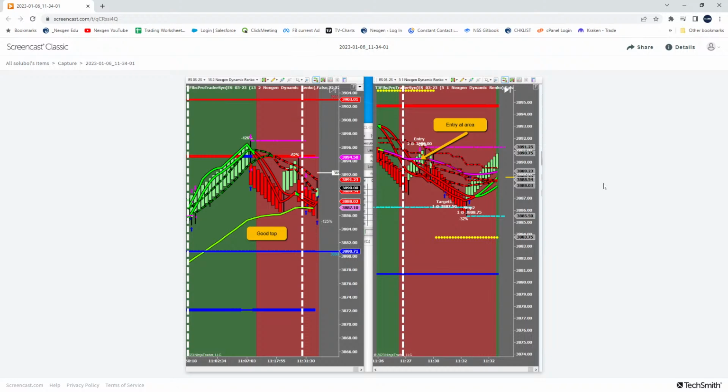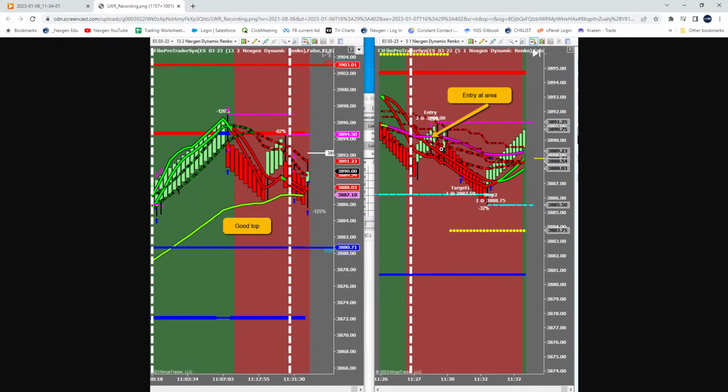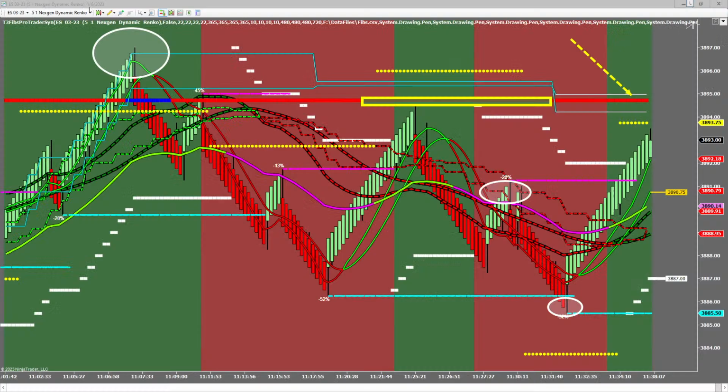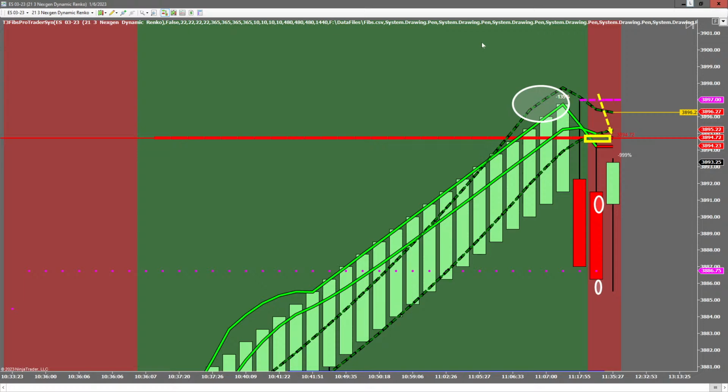Right. Jose, entry at the area. Taking your money on the way down. Nice job. And you know, again, look, I'm glad you respected this area because look, a pivot stop out, in actuality, why are they going back up there? Who knows?